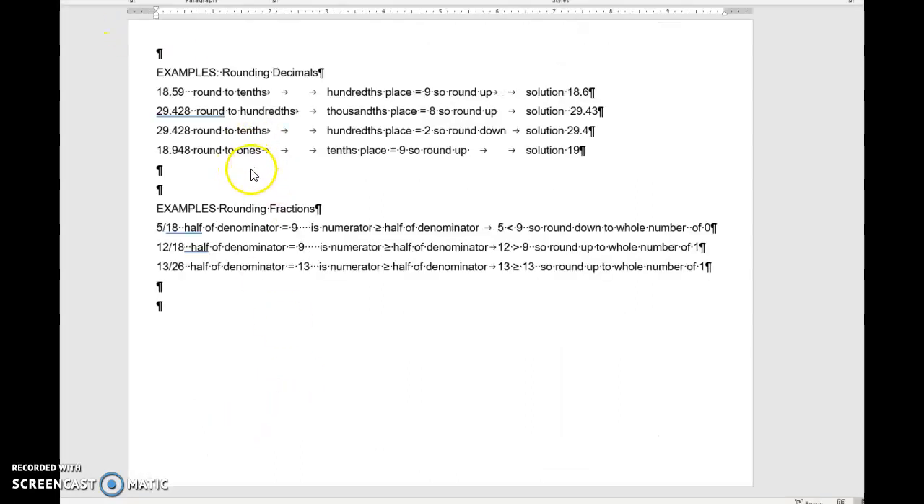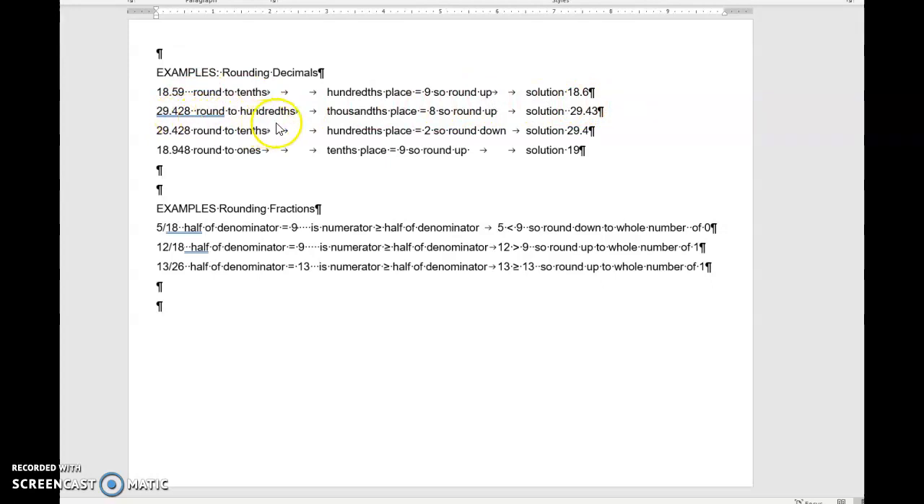Here are a few more examples of rounding decimals. 18.59, I want to round to the tenths place. So I want to round where the 5 is at. So I look at the digit to the right of that, which is 9. That's greater than 5, so I'm going to round up, and our final solution is going to be 18.6.